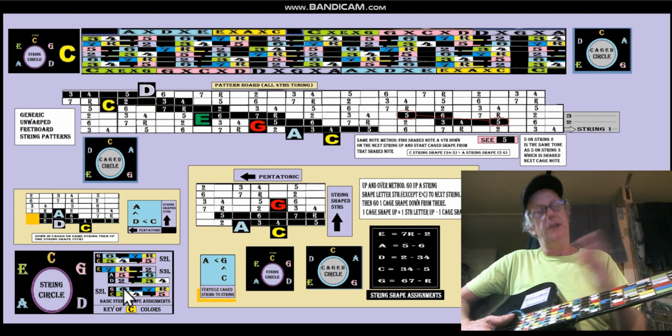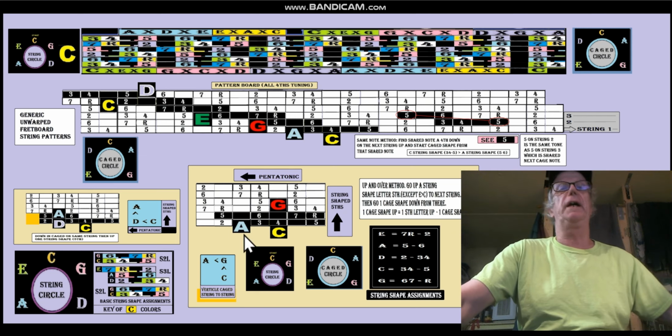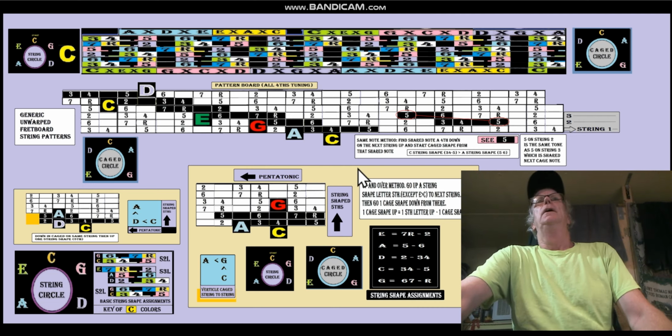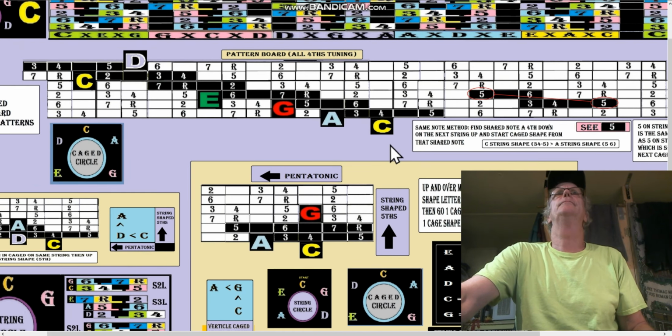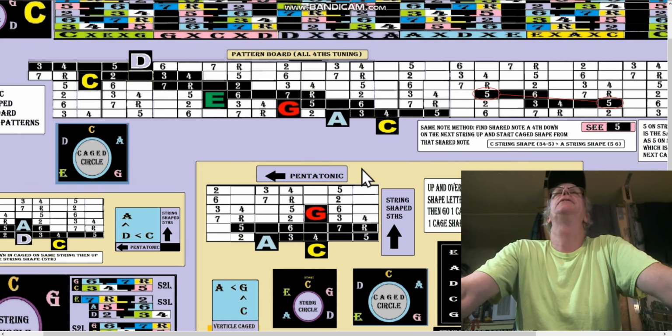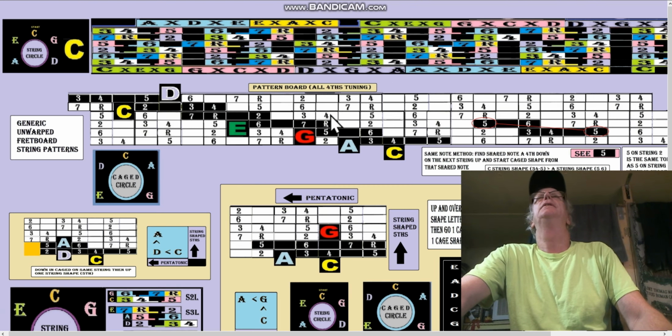But then it bothered me. I know how to go in the X and Y direction with the string patterns, but how do we do caged? And this is what this diagram is all about. Let's slow down a second and look at this. Now, caged shares notes. So I've developed 3 methods. Let's say we start on a C here.